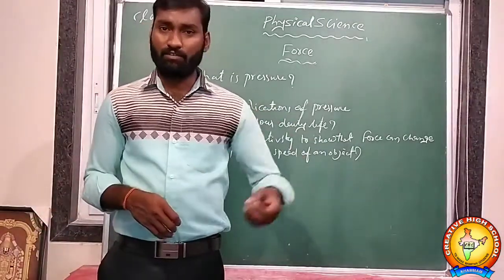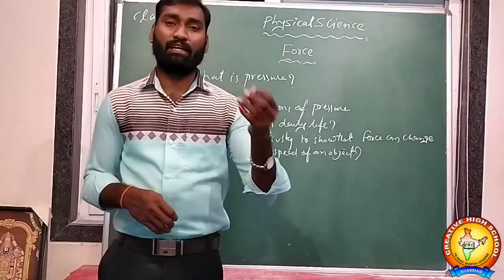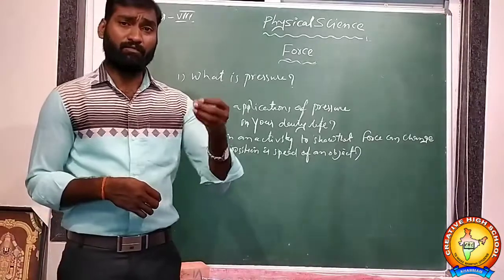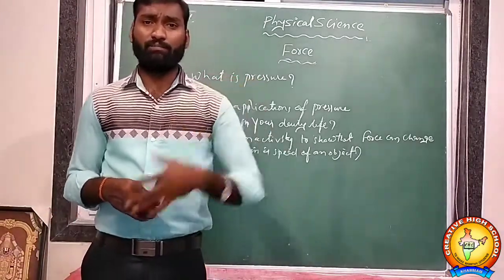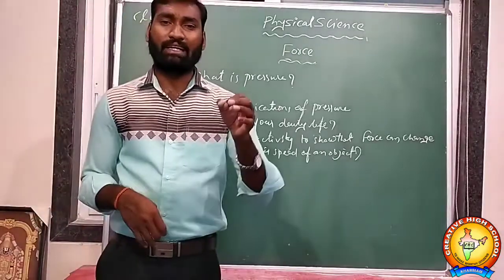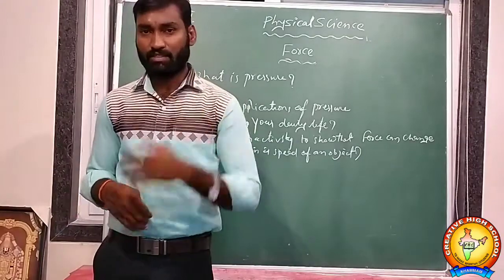The attraction force acting on a mass of a body is called gravitational force. Next, electrostatic force. The force acting by a charged body on an uncharged body is called electrostatic force. This is about contact and non-contact forces.